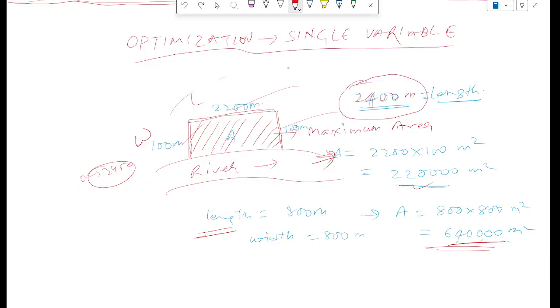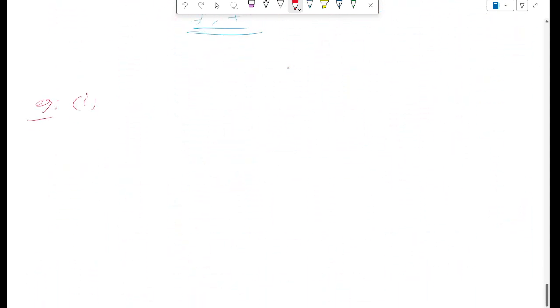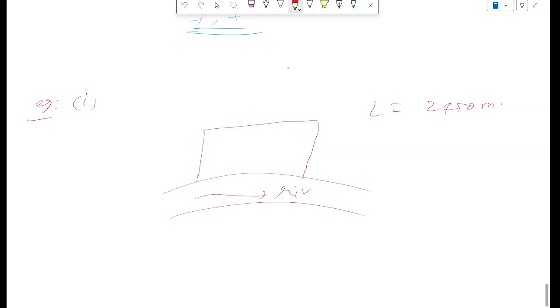So what is the question? We have a river, let's say, and this fencing we are going to do. The total length of the fence we have is 2400 meters. So first we draw the diagram. This is the river, and you have to assume that this is a straight line. Otherwise we will not be able to form a rectangle or a square.